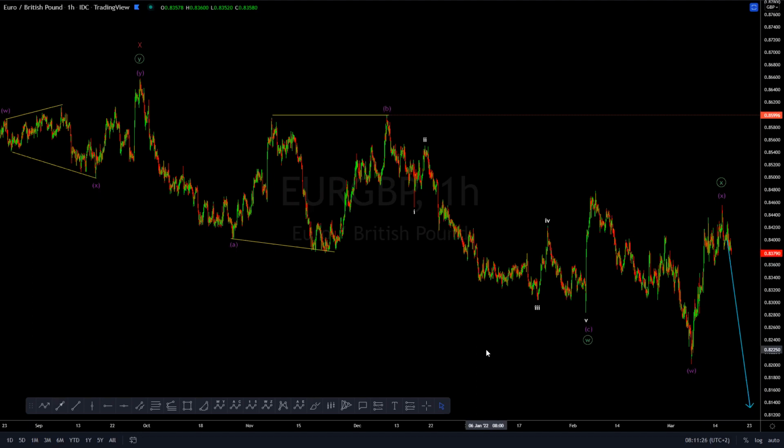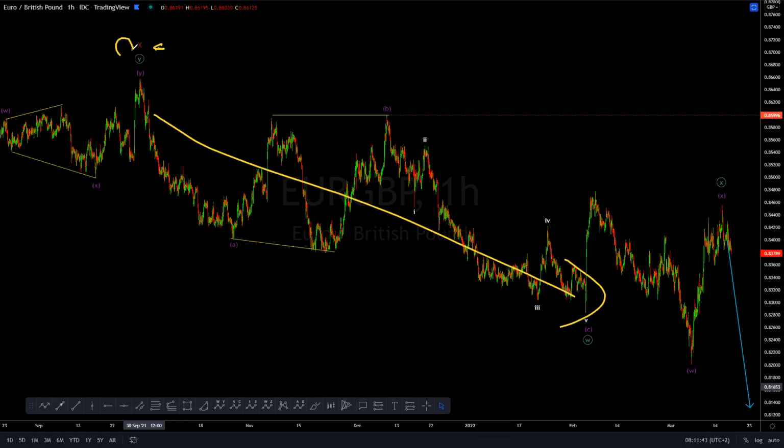We take a look today at Euro Pound. In Euro Pound, and in Elliott wave terms, from the count that we have, we are proposing that we are currently within red wave Y. If you see the red wave X there, it means that whatever follows after it would be a red wave Y, or the minor degree wave Y, right?